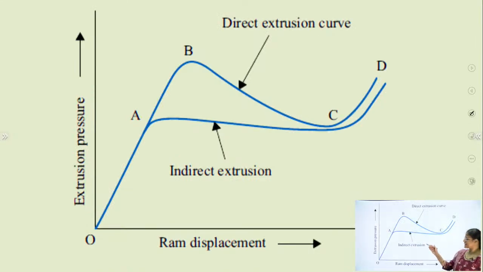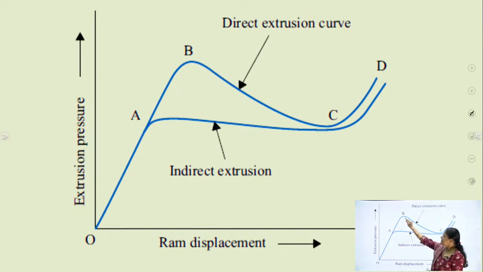The extrusion pressure and ram travel plot is shown here. As we know, there is more friction in the direct extrusion process as compared to the indirect extrusion process. So the extrusion pressure required is more in the direct extrusion process, as we can see by this value. So more extrusion pressure is required to perform the direct extrusion process. In indirect extrusion, this pressure is required to plastically deform the material.